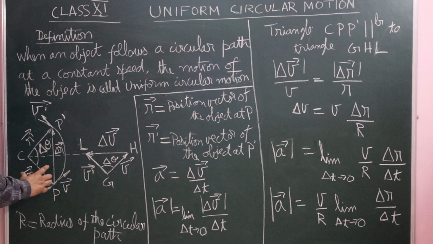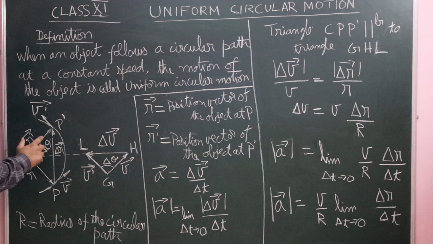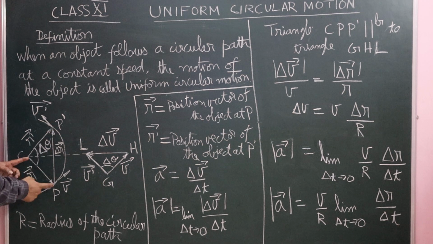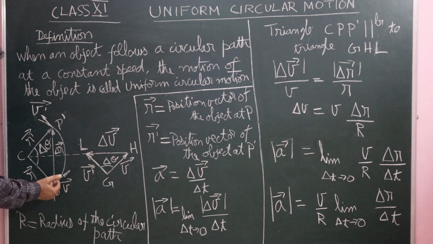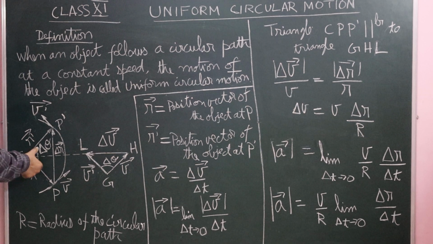Therefore, R dash vector is equal to R vector plus del R vector. Del theta is the angle subtended by the object as it moves in the circular path. Let the object take del t time to reach the point P dash from P. Therefore, the time taken by the object is del t.